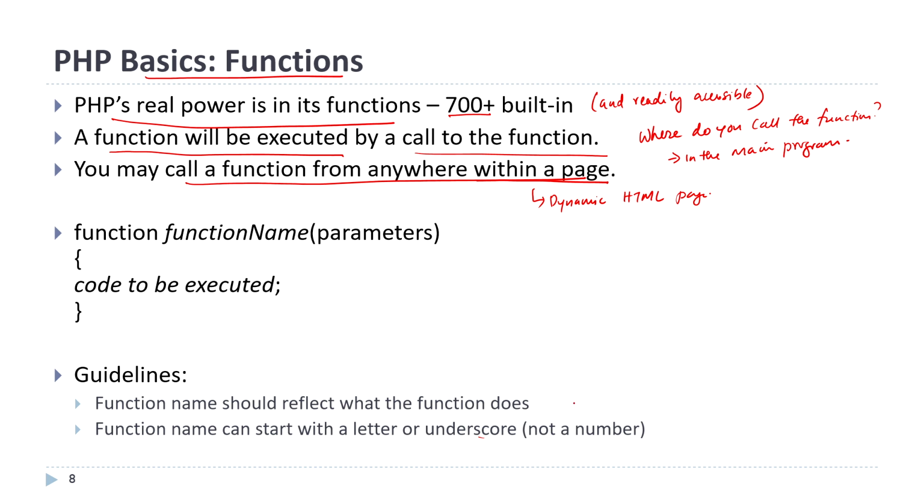So, how do you declare a function? You use the keyword function. This is the PHP keyword, and then the function name. Typically this is whatever the programmer wants to name it.